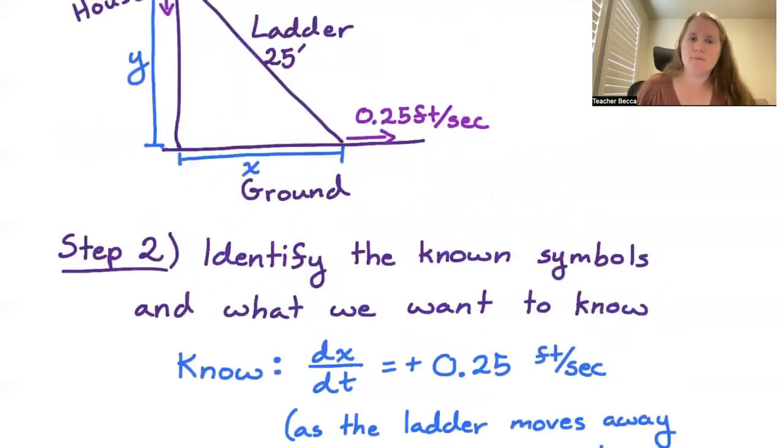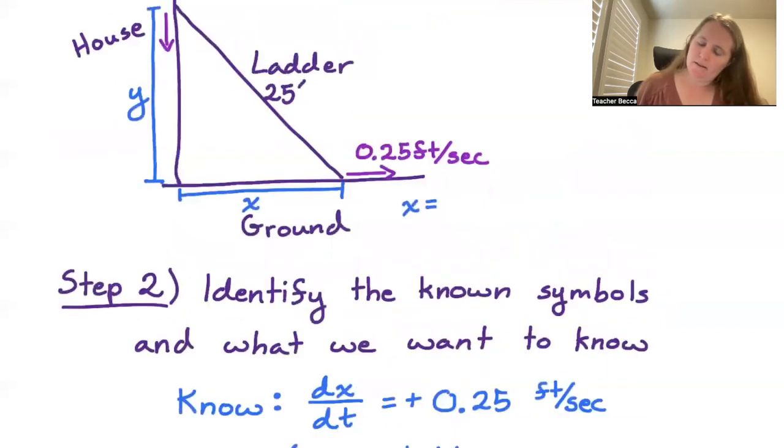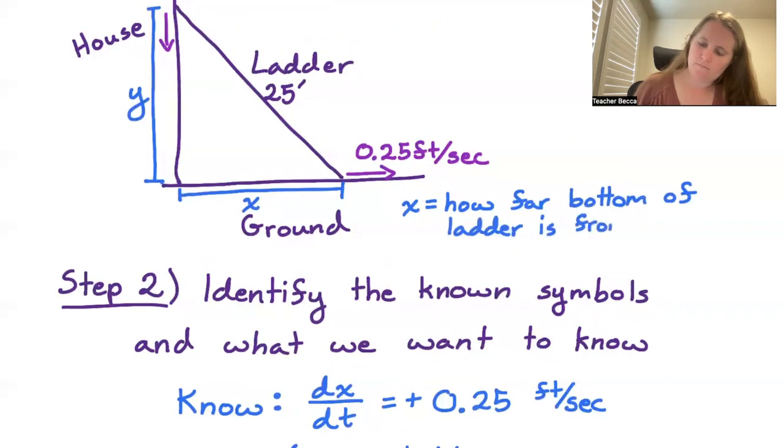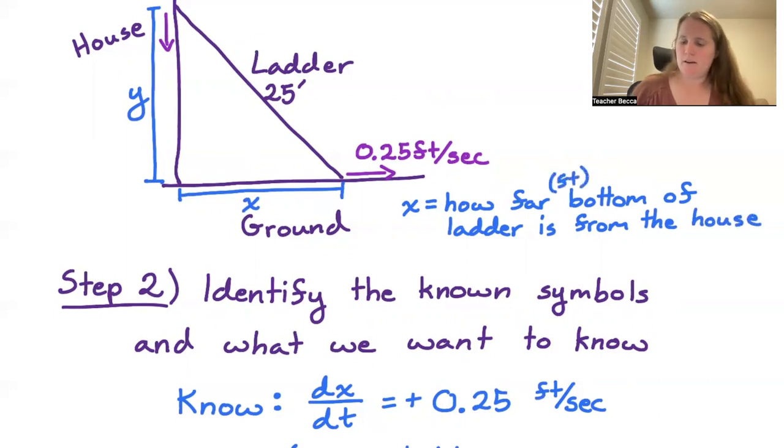Again, officially, X is the distance or how far the bottom of the ladder is from the house, how far in feet. And Y is how far up the house the ladder is. So it's the height of the top of the ladder.